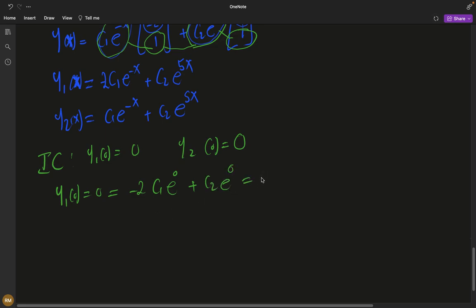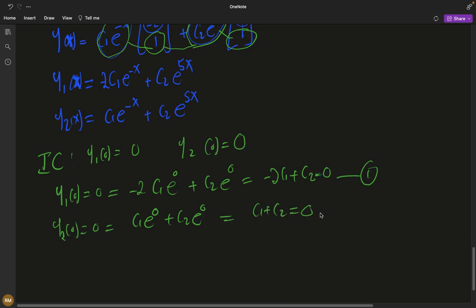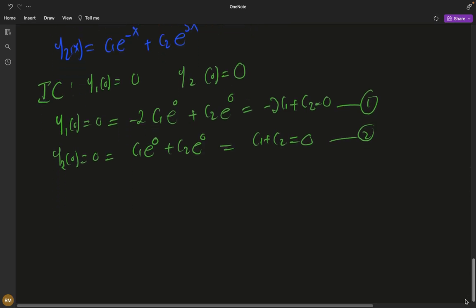So we'll have negative 2 c1 plus c2, which is our first equation, and then we'll have y2 of 0 to give us a 0, which is c1 e of 0 plus c2 e of 0, which is just c1 plus c2, which is equal to 0, which is our equation 2. So we can just say c1 is equal to negative c2 and make this equation 3, and then we sub 3 into 1, sub it here.